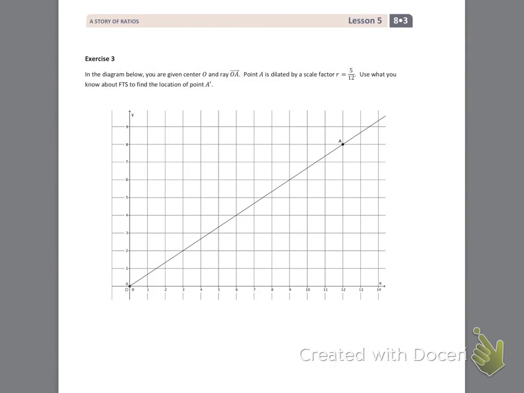Now you're going to do an example similar to this. So find exercise 3 in your notes. It says, in the diagram below, you are given center O and ray OA. Point A is dilated by a scale factor of R equals 5/12. Use what you know about the fundamental theorem of similarity to find the location of point A prime. So work on that and then come back and I will help you out with my results here.